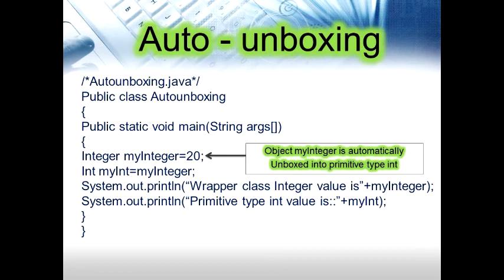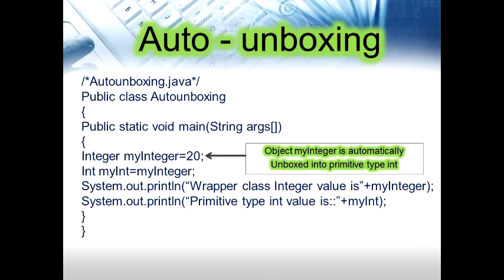System.out.println, wrapper class Integer value is, plus myInteger. So plus myInteger will invoke this 20 and print the value as 20. And the second one, System.out.println, primitive type int value is a statement printing on the output screen. Now plus myInt will again refer to myInteger, and it will take the value as 20. So the output will be wrapper class Integer value is 20, primitive type int value is also 20.